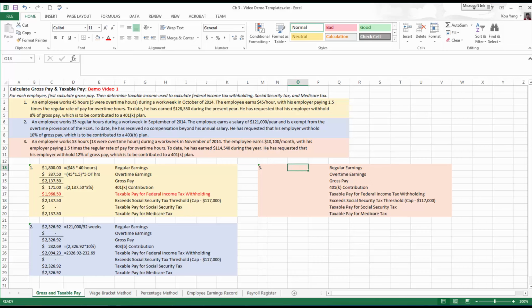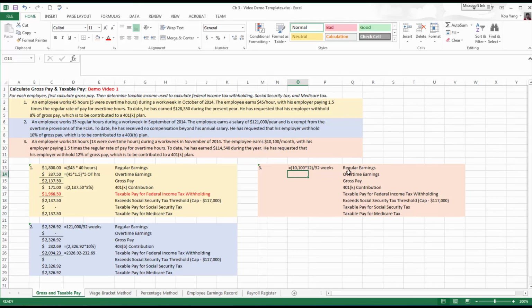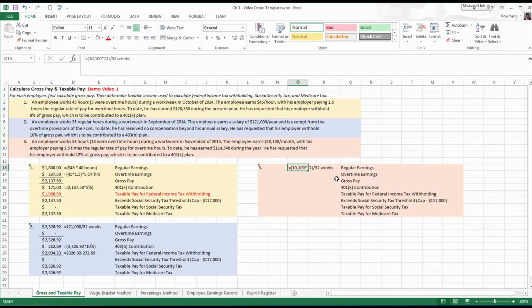First of all, let's look at his regular earnings. The way I'm going to calculate this is I'm going to take that $10,100 and multiply it by 12, because that's how much he gets per month, and then divide it by 52 weeks. Remember in our earlier demonstration, when you are trying to break down a monthly or semi-monthly salary, you need to make sure you convert it up first and then break it down into weeks.